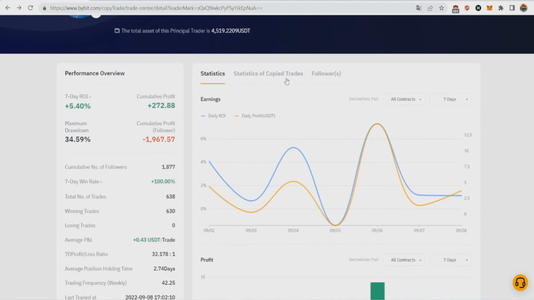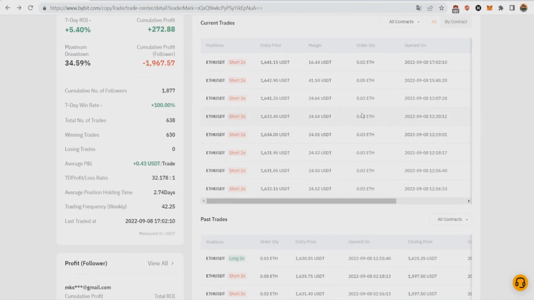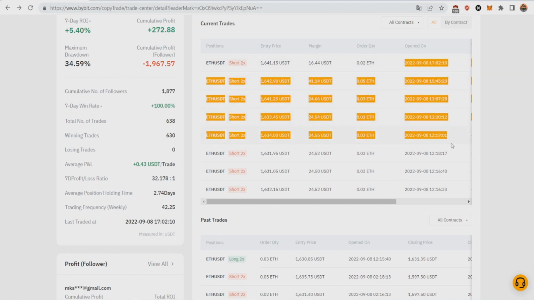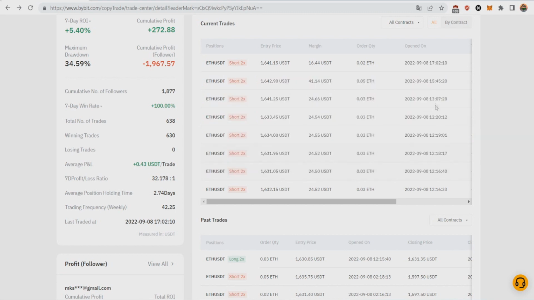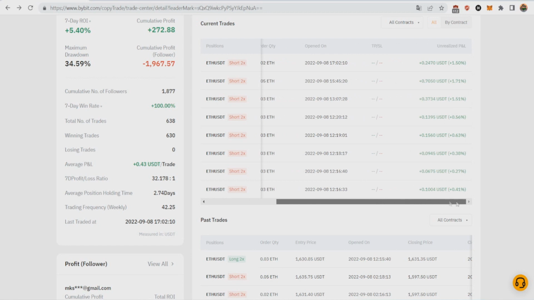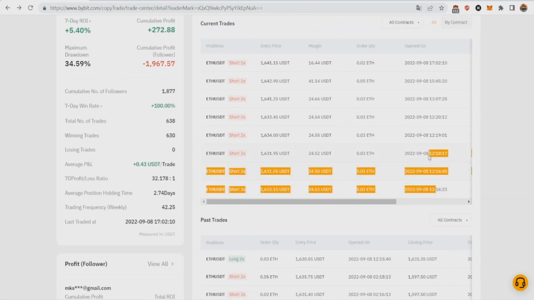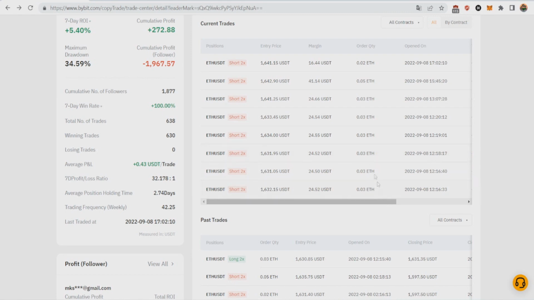Because if we go to the statistics, as you can see, he has 8 trades open now, or 9, and I can only join 3. And if you miss 20 trades in a row because you don't have enough money, you will be kicked out of the follower list. So that's why you need to have at least, I think, 20 to maybe 25 trades open, guys. So that's everything for now.